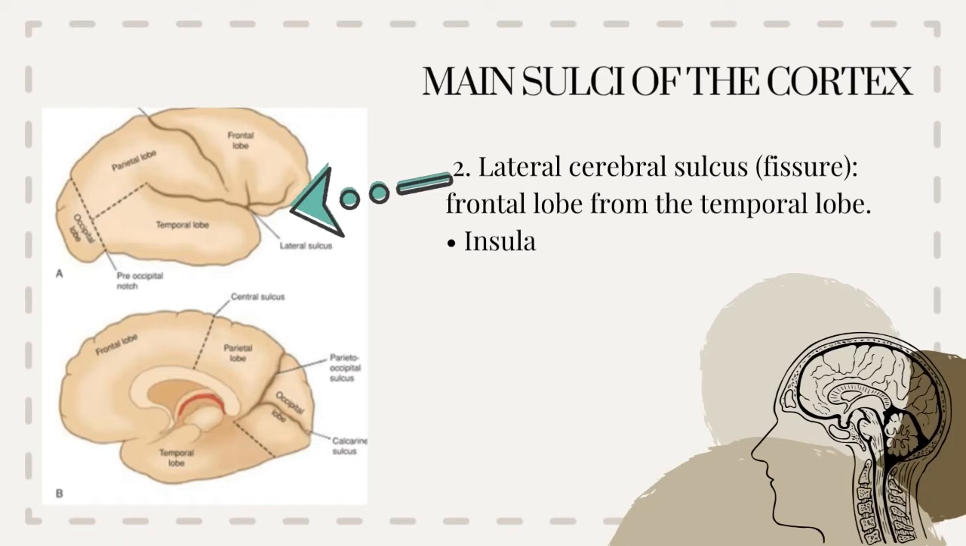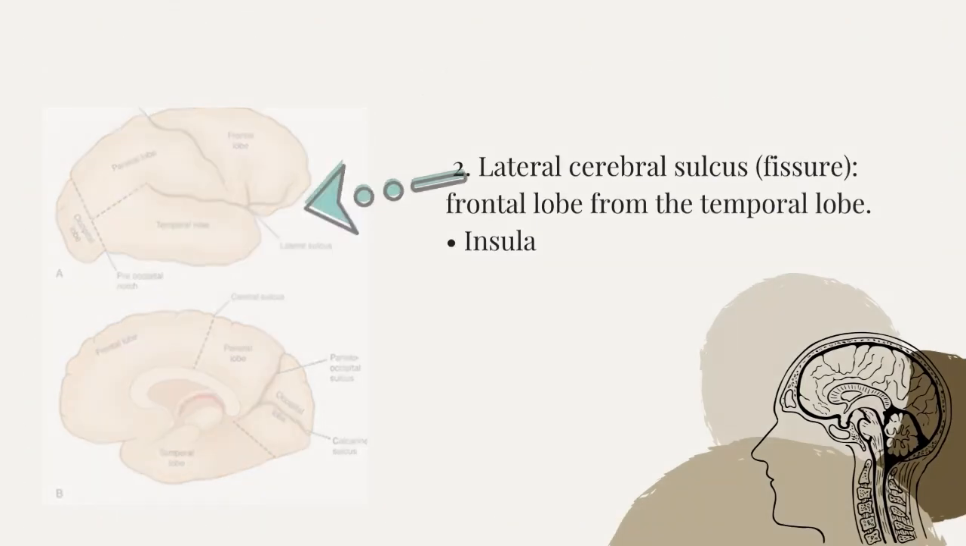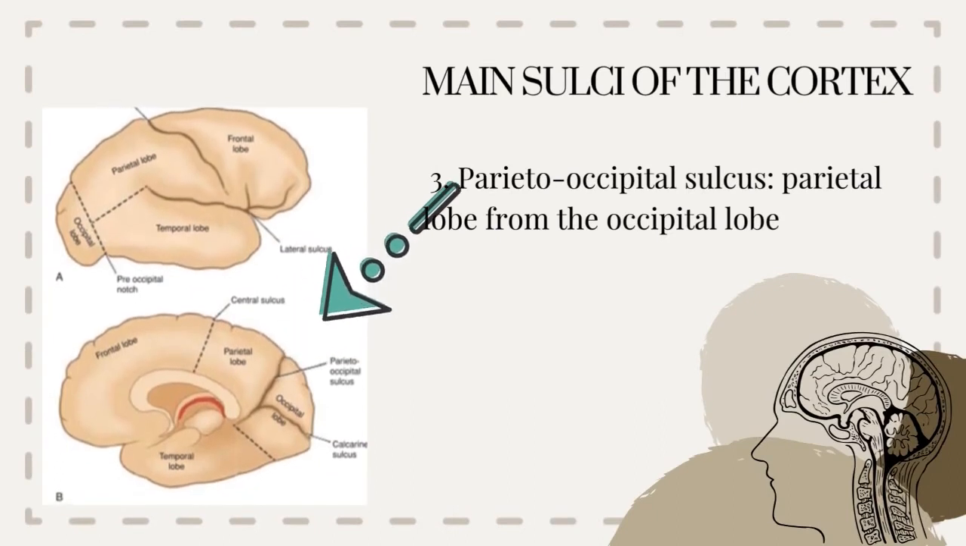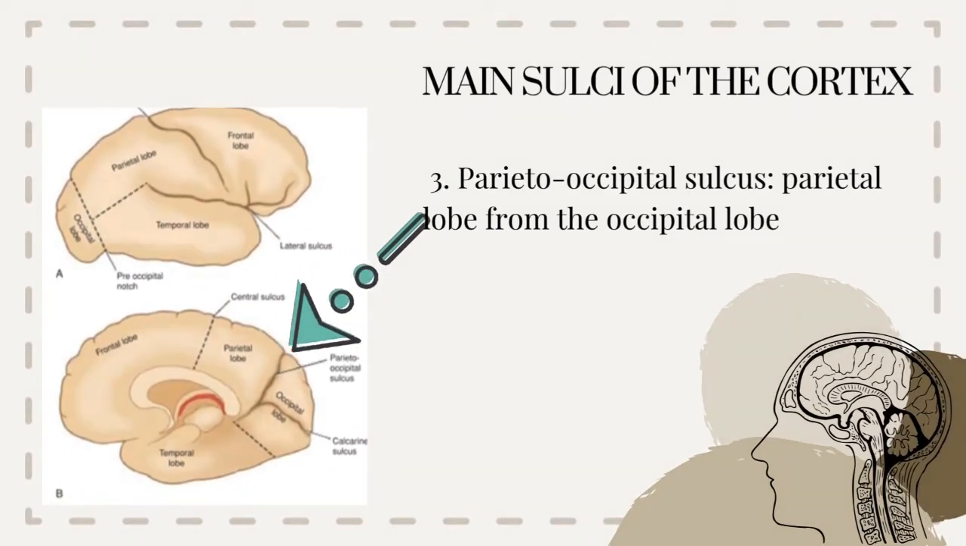So you have the inferior and lateral surfaces of the cerebral hemisphere. Then you have the insula. So the insula lies within the lateral cerebral sulcus, deep to the parietal, frontal, and temporal lobes. Then you have your parieto-occipital sulcus. So by the name itself, it separates the parietal lobe from the occipital lobe.